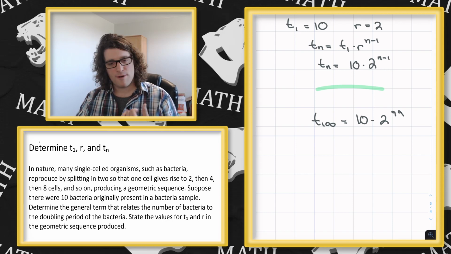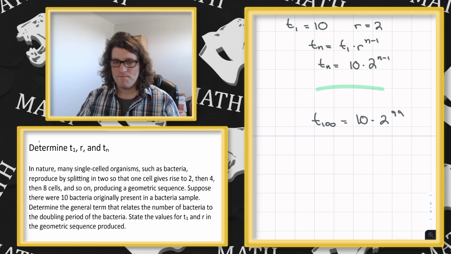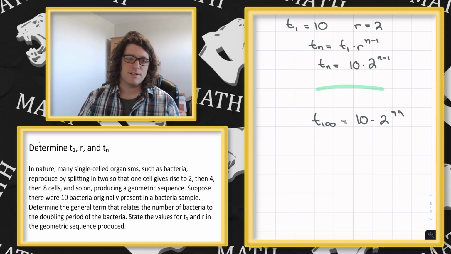But all we were asked to do here was identify T1, identify the r value, and identify Tn. We've done all three of those things, so that's great. We can move along.